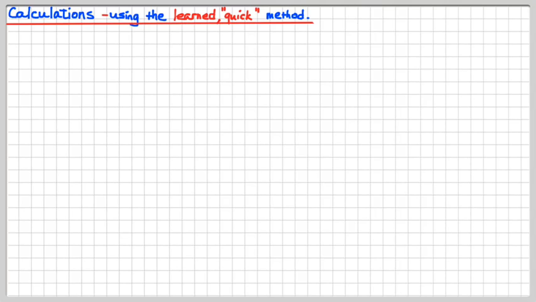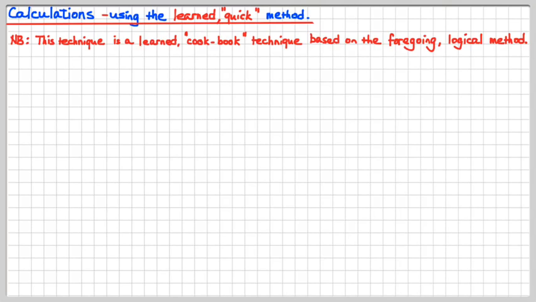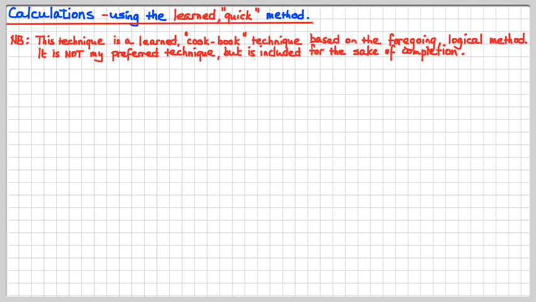This is calculations using the learned quick method. Remember, this video is only about forwards, okay? In the next video, we're going to go backwards. So, I haven't done any backwards. Here's the learned quick technique. Yes, this is a learned quick cookbook technique based on the foregoing logical method. It is not my preferred technique, but it is included for the sake of completeness, because it's fast, it's sleek, it's rather beautiful if you can use it, but it's full of danger. If you mess around with it, you can founder on the algebraic rocks and come to grief.